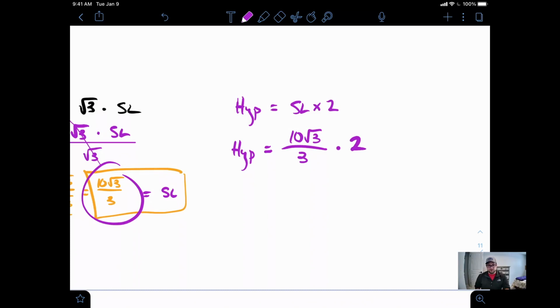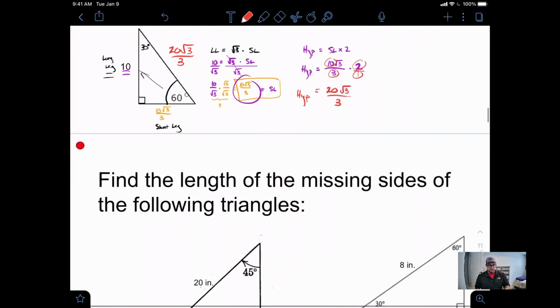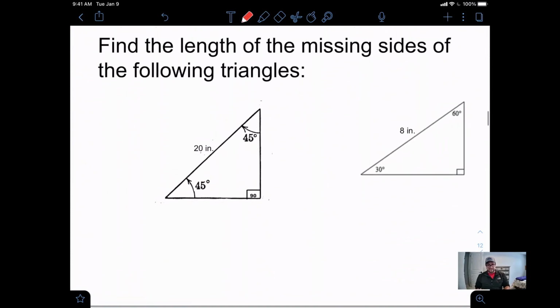To do this, we can think about 2 as 2 over 1. 2 times 10 is going to give us 20 square roots of 3. 1 times 3 is going to give us 3. And this will be the length of our hypotenuse. So our hypotenuse here will be 20 square roots of 3 over 3. Let's take a look at some 45-45-90 triangles quickly.